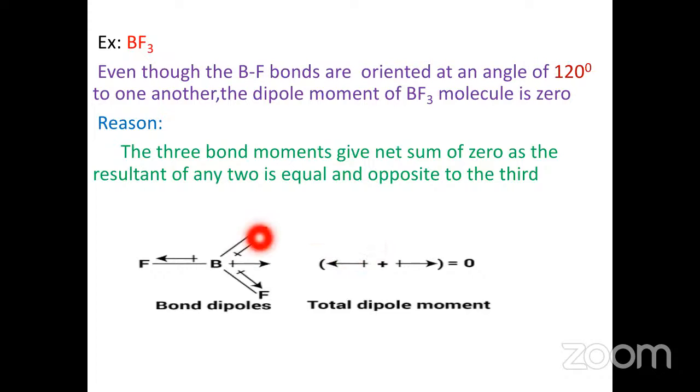Because these two bond moments are equal and opposite to the third bond moment. Here, these two bond moments are opposite to the third bond moment. That is the reason they cancel each other, and then mu is equal to 0. Whenever mu is equal to 0, the molecule is said to be non-polar. So the BF3 molecule is non-polar.